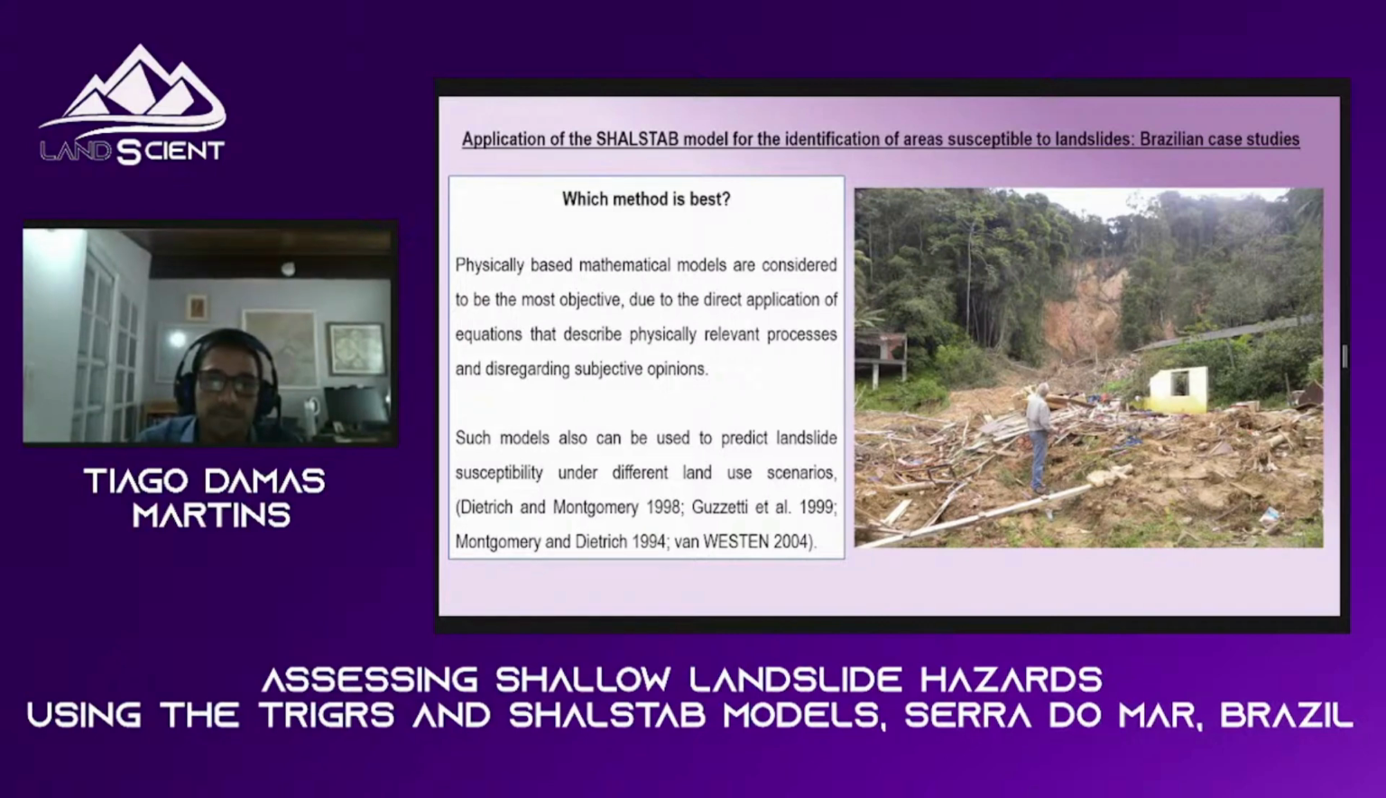apply equations that describe physically relevant processes, disregarding subjective opinions. So the idea was to use models that we know are low cost, where the inputs are based on some physical parameters, and the results are based on some equations, and these somehow avoid subjective opinions. These models can also be used to predict landslide susceptibility under different land use scenarios.